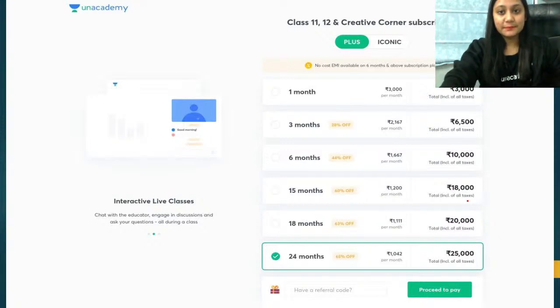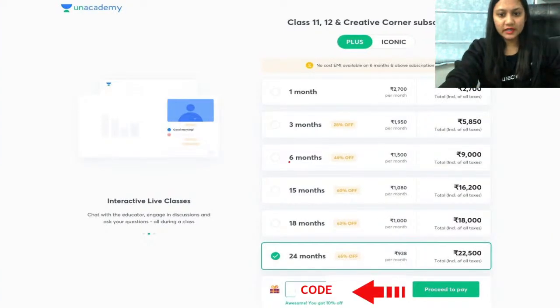either of them, Plus or Iconic. So this is the pricing of the subscription. I would request that you please go for 18 months or 24 months of subscription, and that will be carried further. So you don't need to worry about it.